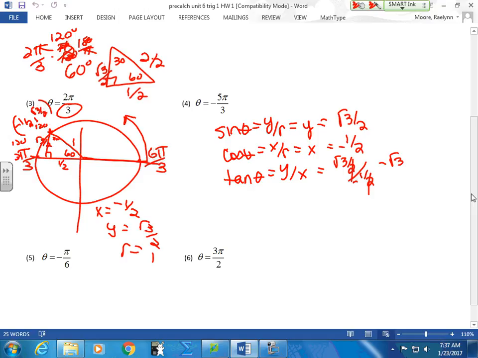And then you can find your reciprocals, right? Cosecant, flip this over. Secant, keep the same signs. Cotangent. Good. All right, let's find where this guy is.